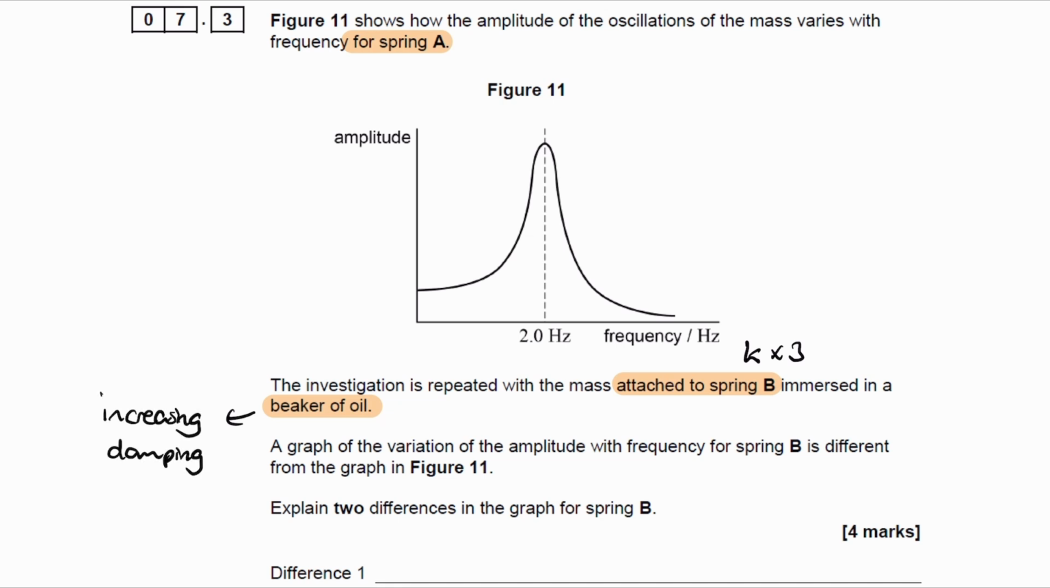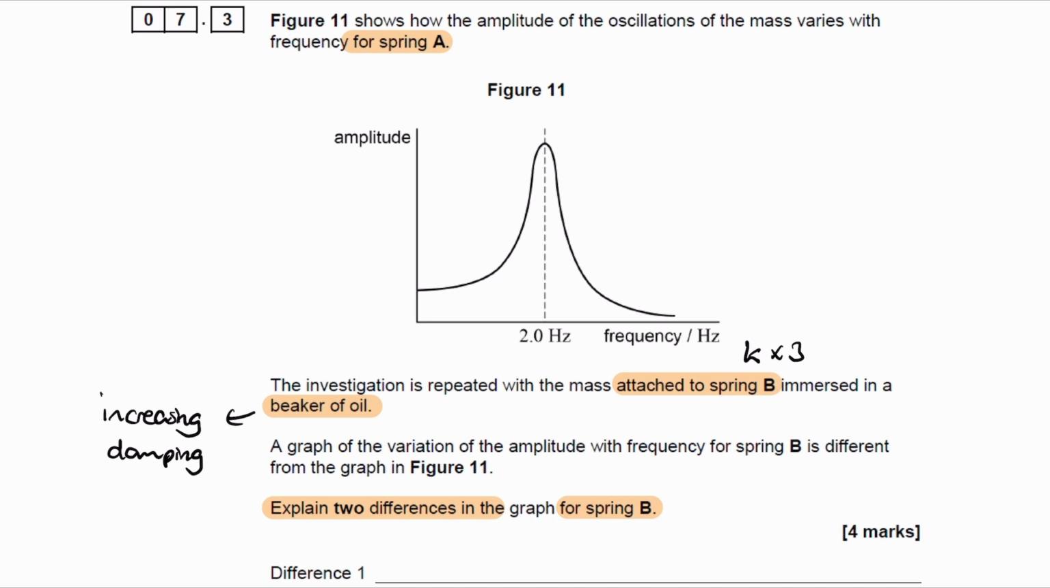It then says in the question, a graph of the variation of amplitude of frequency for spring B is different from the graph in figure 11. Again, because of those 2 changes, we're changing the spring constant, we're increasing damping, and therefore this graph would be different for B than A. And the question is asking us to explain the 2 differences in the graph for spring B.